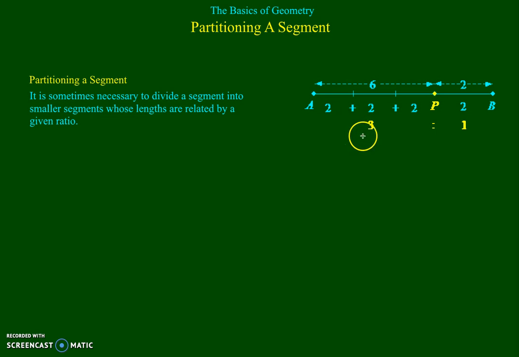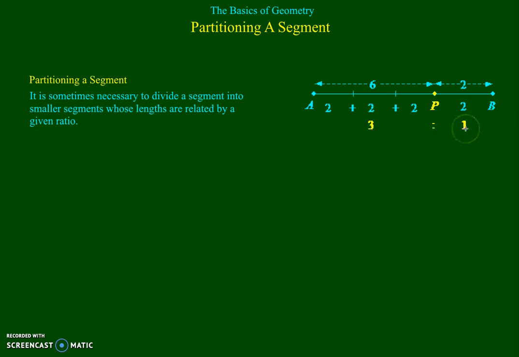Now, the way this is done is fairly straightforward. Assumedly, you're going to be given coordinates of your endpoints, something that will allow you to determine the length of the entire segment. What you're going to do is take a look at your ratio. In this case, 3 to 1. That means 3 parts to 1 part. So our segment has to be broken up into 4 total segments.